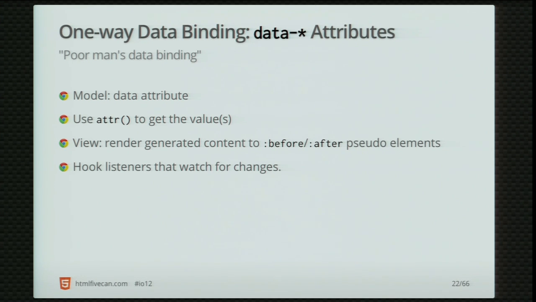And then a lot of people don't know, but there's this really awesome, amazing attribute method that you can use to pull out values from the DOM and use those values in CSS. So that's how we're going to get the data from the data model. And then our view in this case, what we're rendering this data to, is generated content. So before and after pseudo elements, and generating that model to those elements. And then so we don't have a JavaScript framework to work for us in this case, so we have to actually hook up a little bit of event listeners to do this and watch for the changes.